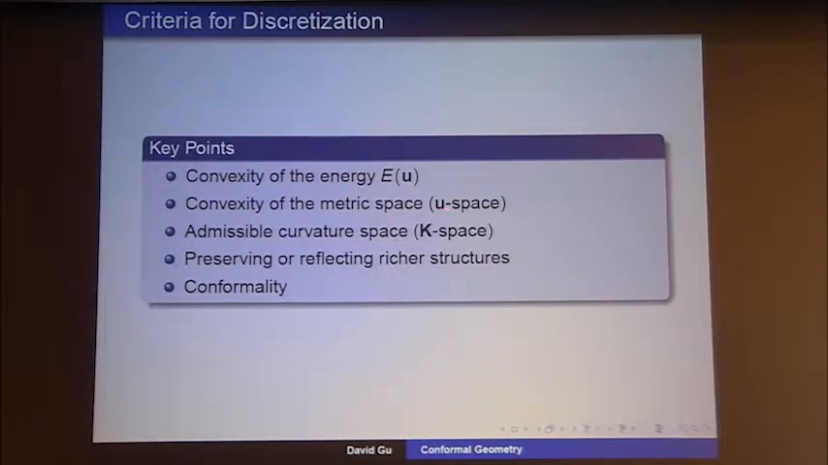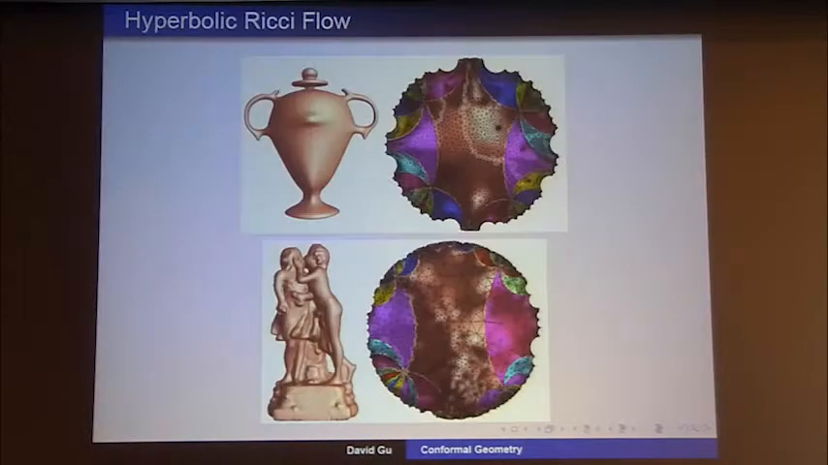The key point is the convexity of this energy, and then the convexity of the configuration space of all the possible conformal factors. This is also critical. Then from those two, we can prove the admissible closure space. Then we will show that the mapping between the U space and the closure space is 1-to-1. Then let's go through that.